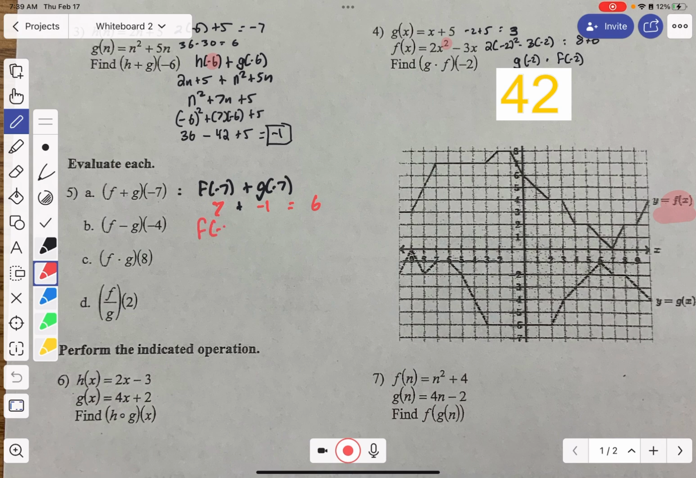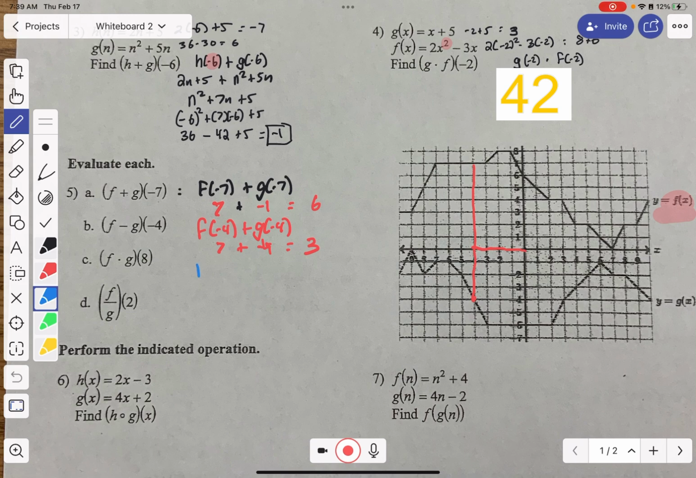Then we got f of negative 4 plus g of negative 4. So negative 4 goes up. So that's 7 plus g of negative 4, up and down. And it's negative 4. And that gives us 3.